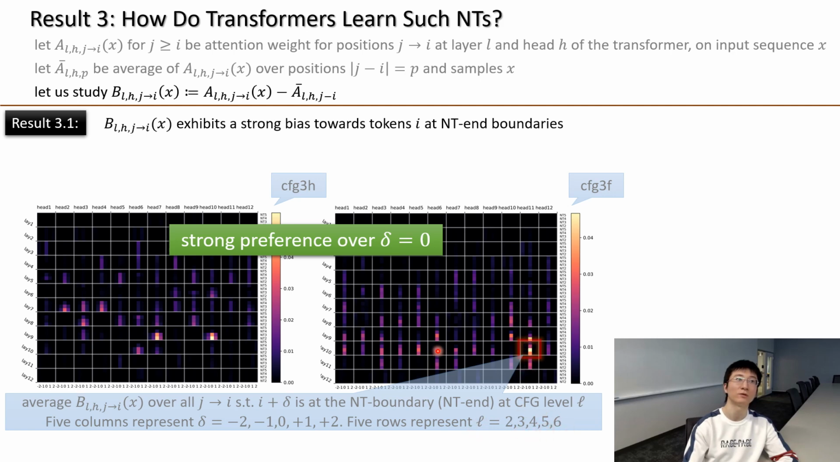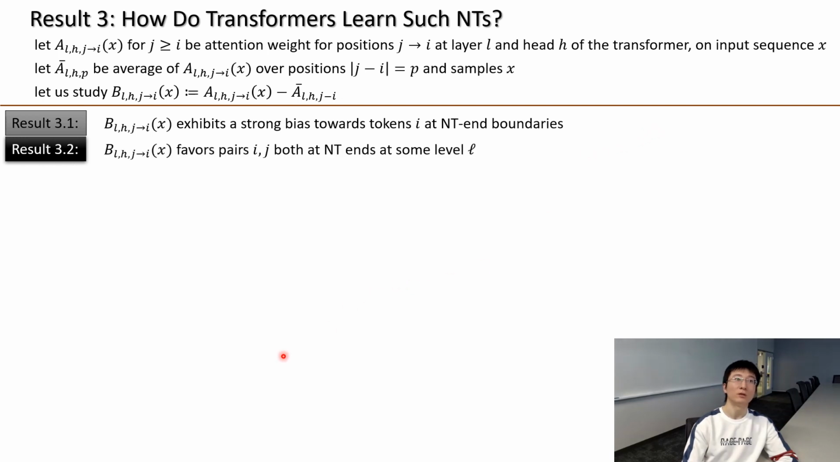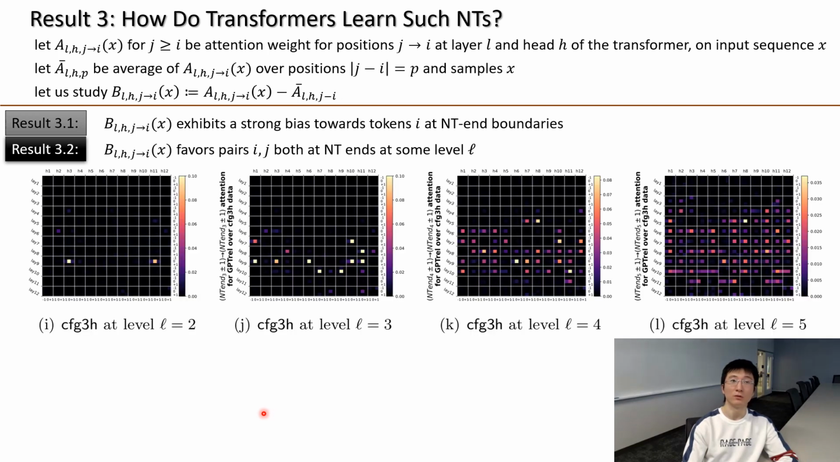So that's our first finding. That is, the B values exhibit a strong bias towards those token I's that are at NT-boundaries. Our second finding is that the B values, furthermore, actually favor those pairs J and I in which both of them are at NT-ends for some level. So here is the result.